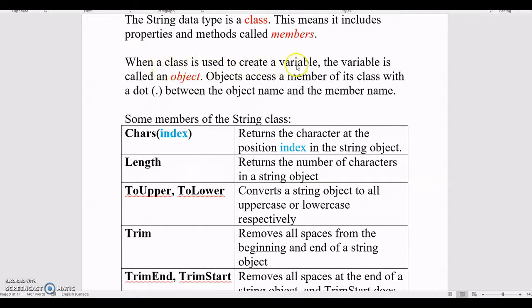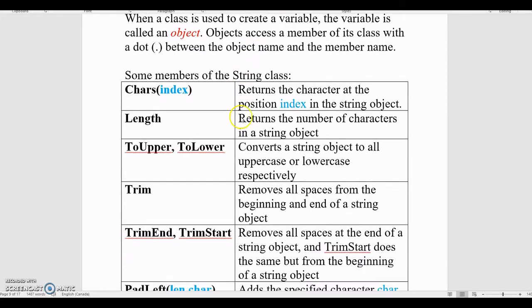When a class is used to create a variable, the variable is called an object. Everything on your form is an object, and when you make a variable type that's a string, it's also an object, and you can use methods on it. An object acts as a member of its class with a dot between the object name and the member name. So these are going to be member names or methods.